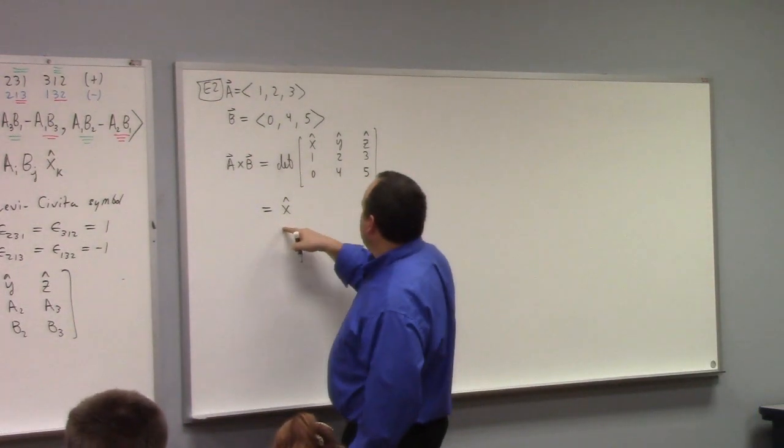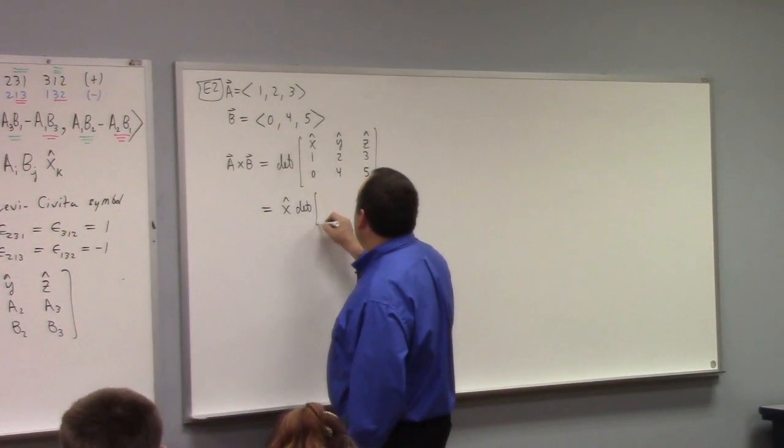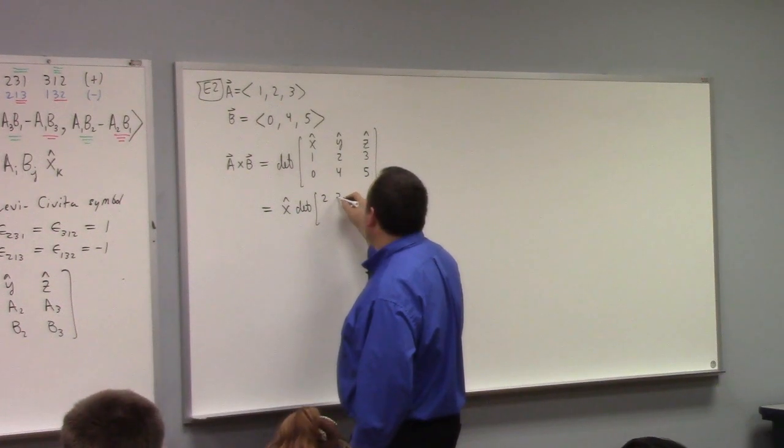All right, anyway, so x hat times the determinant. So this is what's called the expansion by minors.